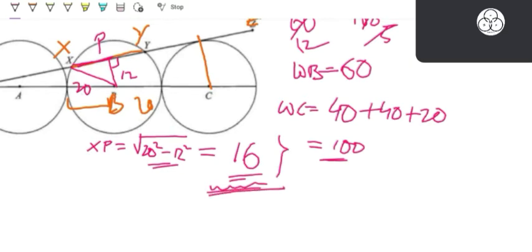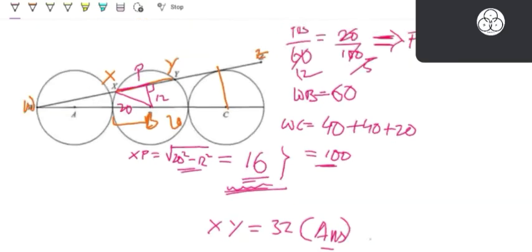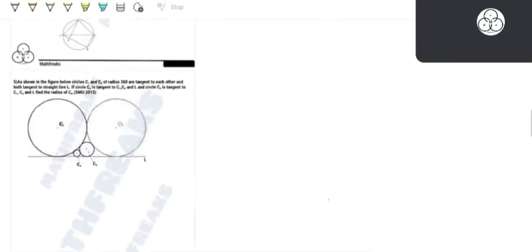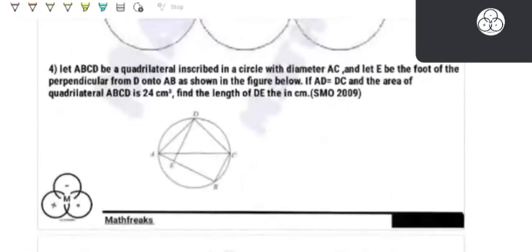So this is 16. So what will be the length of XY? This will be 2 times 16. 32 is the answer. So 2 questions are solved. Let me look at what questions are left. Okay, let us move on to question number 4.